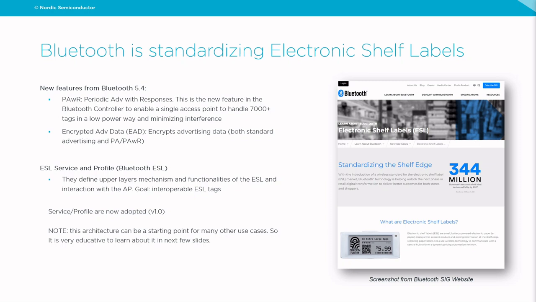However, as we have discussed earlier, application logics need to be defined to use these new features in real applications. For this reason, Bluetooth has introduced the Bluetooth ESL service and profile, which standardize all upper layer logics to use PAwR and EAD for the electronic shelf label use case. The service and profile define the upper layer mechanism, the behavior, the functionalities of the ESL tags, and define how the tag is expected to be controlled by the access point. The goal is to have interoperable tags so you can have multiple tags from different vendors controlled by the same access point.